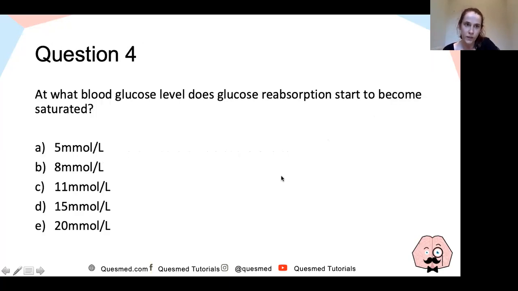Moving on. Question 4. At what blood glucose level does glucose reabsorption start to become saturated? Is it A, 5 millimoles per litre, B, 8 millimoles per litre, C, 11 millimoles per litre, D, 15 millimoles per litre, or E, 20 millimoles per litre?